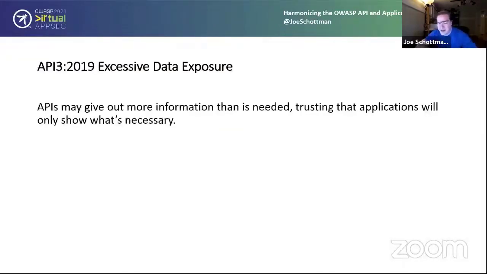Things unique to the API top 10 list. There's number 3, excessive data exposure. This is when the API gives out a lot more information and just trusts that the endpoint is going to do the parsing.